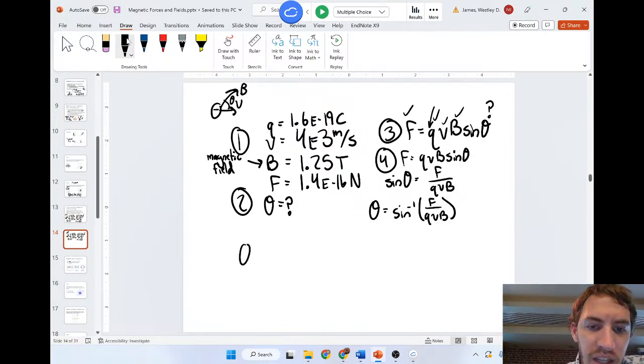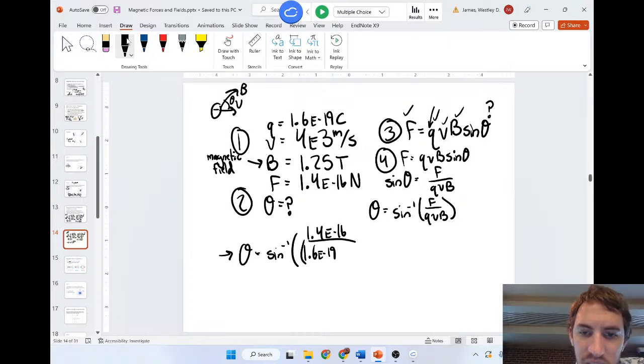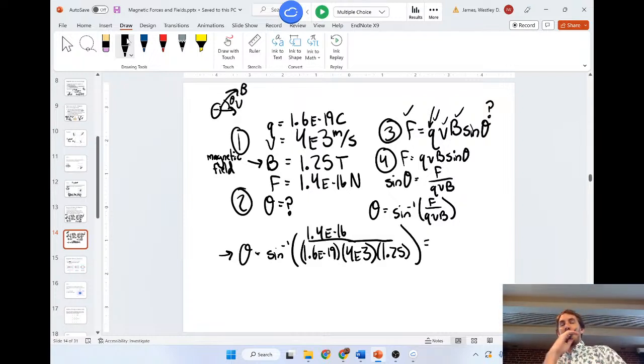Now that I've gotten to this point, we can start to draw a little bit more of the picture. So theta is going to be sine inverse of F, which is 1.4 e to the minus 16, over 1.6 e to the minus 19 times 4 e to the 3 times 1.25. And that will definitely equal a number.